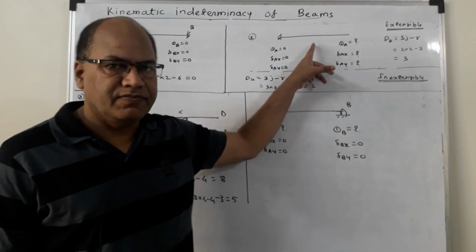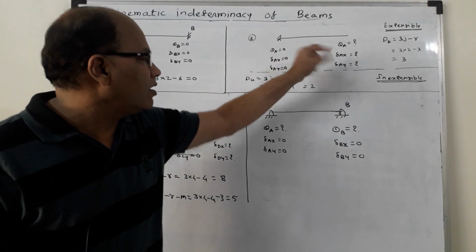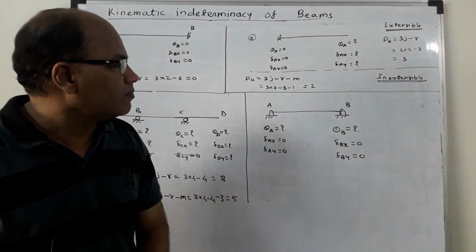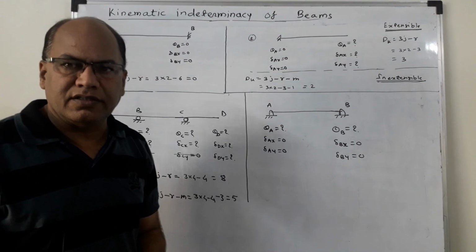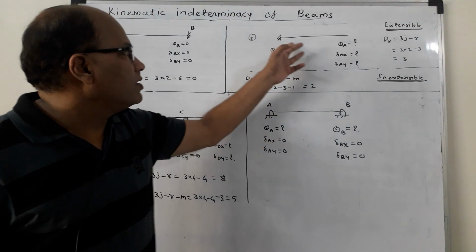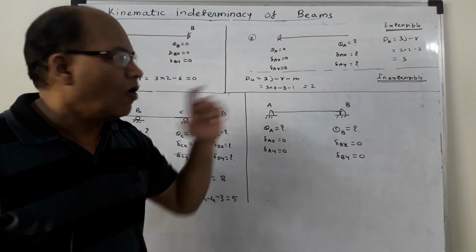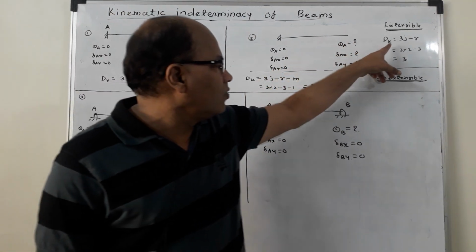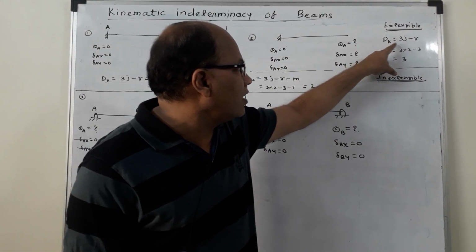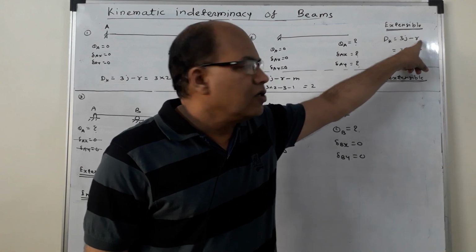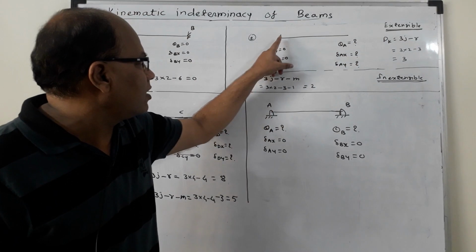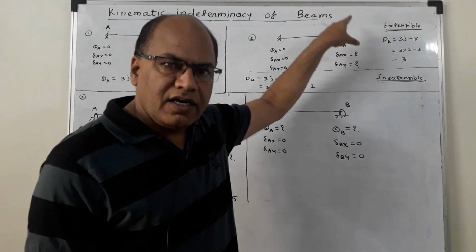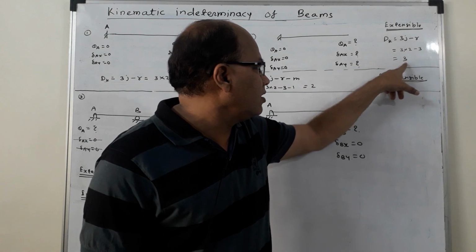Let us go to this beam. It is the second beam. It is a cantilever beam. One end is fixed, the other end is free. Now again here there can be two conditions. They may say that the beam is extensible or the beam is inextensible. If it is extensible, we are going to get dk as dk is equal to 3j minus r. So for the number of joints, you can see there are two joints. The fixed support is a joint, the free end is a joint. So 3 into 2 minus 3 is equal to 3.